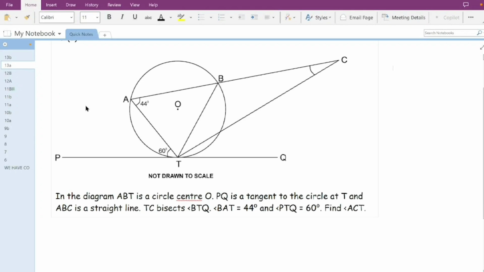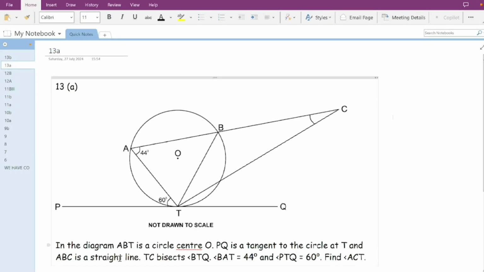Question 13a. It says, in the diagram, ABT is a circle with center O, as we'll see with the center O. PQ is a tangent to the circle at T. This is a tangent at T. It hits the circle at T. And ABC is a straight line. ABC, this is a straight line.